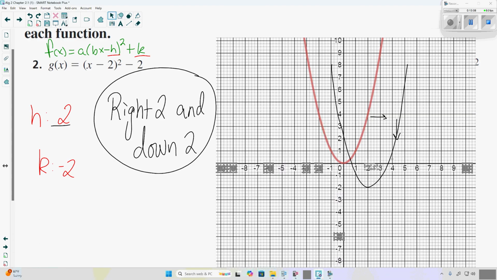Right 2 and down 2. So if we were to solve this, we see that it does cross the x-axis in 2 places. So we would have 2 solutions. They may not be nice solutions, but we would have 2 solutions. And when I say nice, I mean rational solutions, rational answers. Questions on this so far? We ready for the next one?